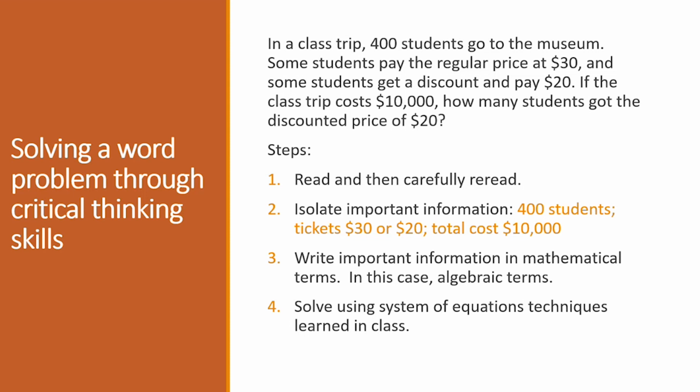So imagine there's a class trip and 400 students have to go to a museum. Some of the students are going to pay the regular price of $30, and some will get a discount and only pay $20. If overall the trip costs $10,000, how many students will get the discounted price of $20?